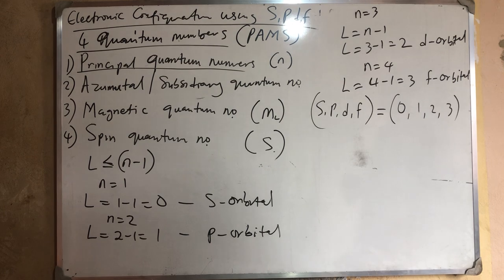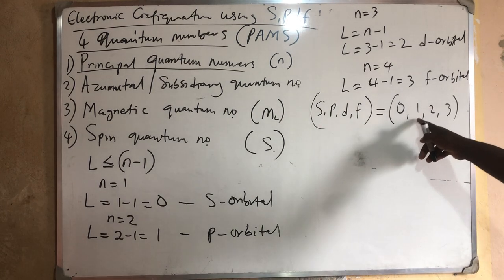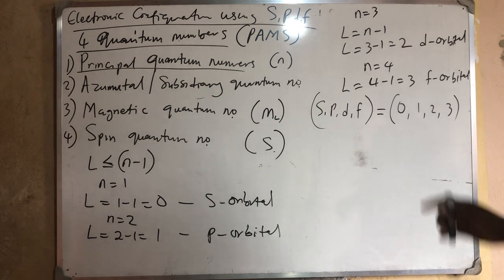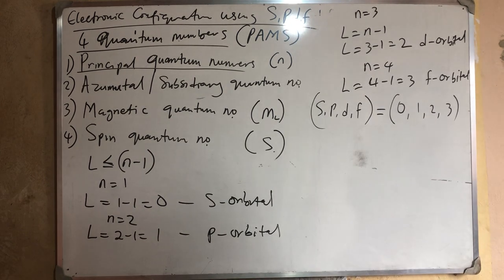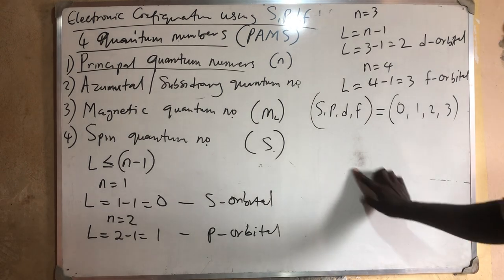So if the azimuthal quantum number is 0, know that they are talking about S. If it is 1, they are talking about P. If it is 2, they are talking about D. If it is 3, they are talking about F.